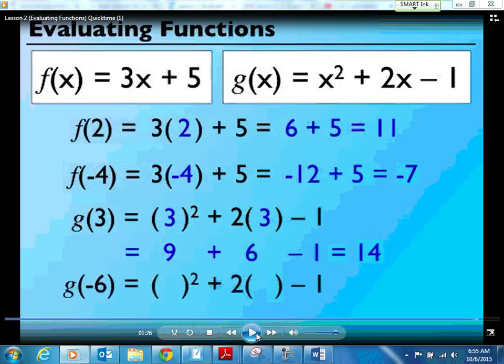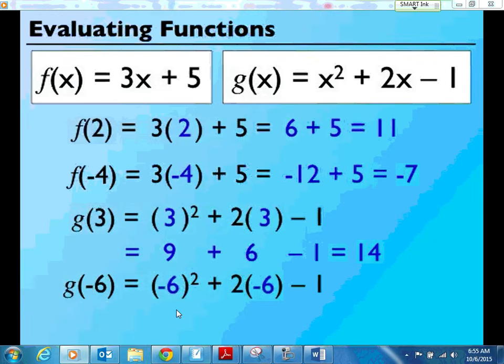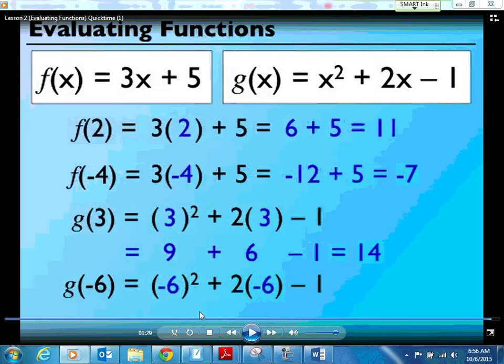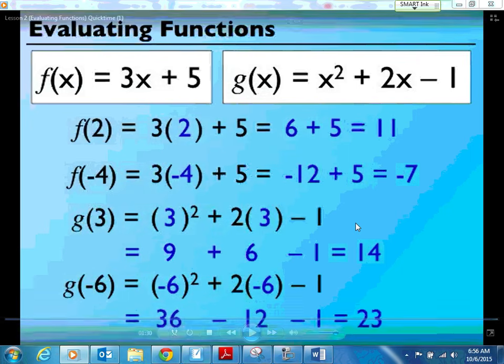Finally, g of -6. Here's where it's good if we are careful, because we're plugging in -6 into each of those places. -6 squared plus 2 times -6 minus 1. So what is -6 squared? What does it mean to square something? It means to multiply it by itself. So -6 squared is positive 36, because it's -6 times -6. So we got positive 36 minus 12, because that's 2 times -6, minus 1 there, and we get 23.